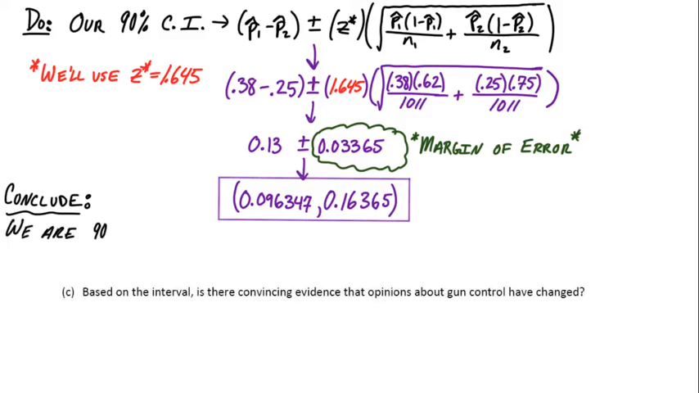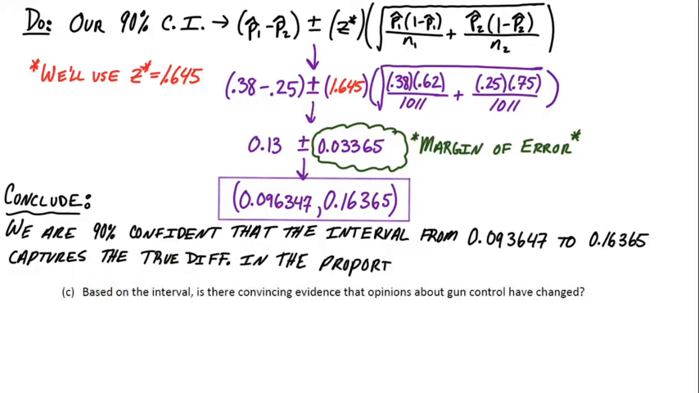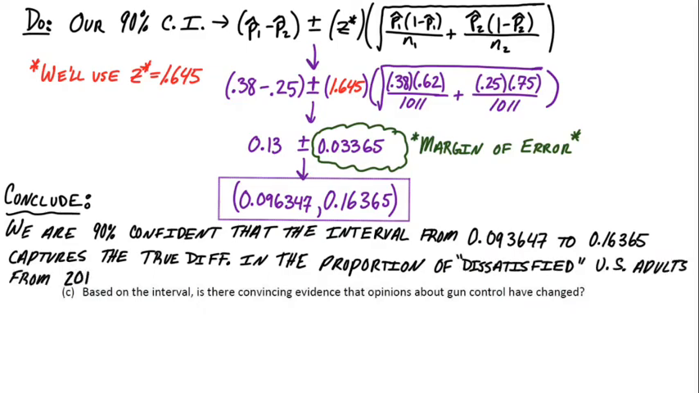The conclude step, and hopefully you're used to this from Chapter 8. We are 90% confident that the interval from lower bound to upper bound, what does that interval do? What do we build it to do? Well, hopefully, we don't know this for sure, right? We'll never be able to know this for sure, but hopefully it captures the true difference in the proportion of dissatisfied U.S. adults from 2012 to 2013.